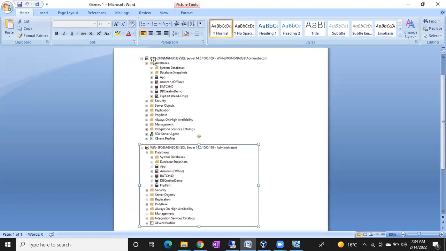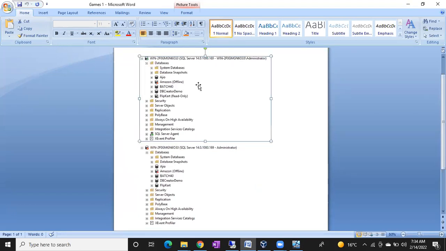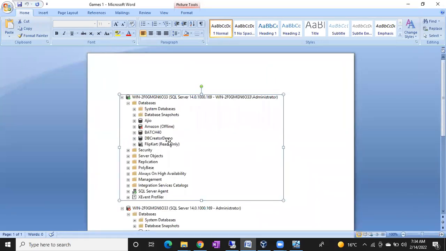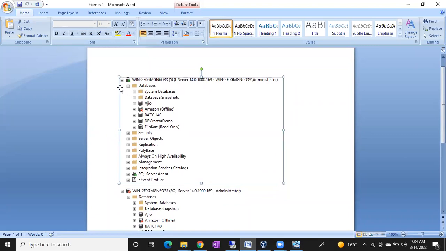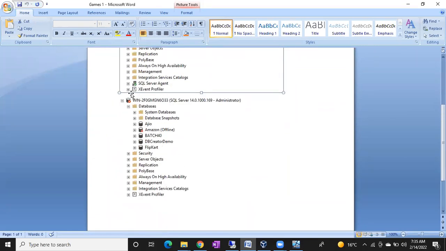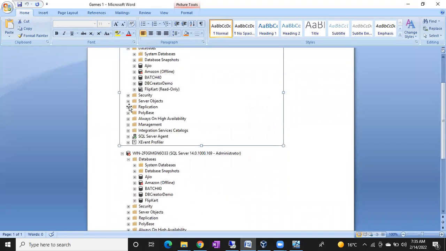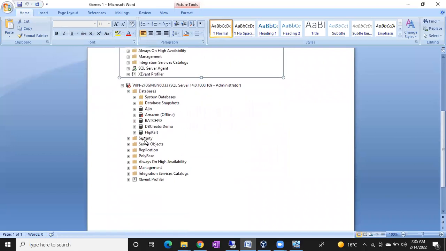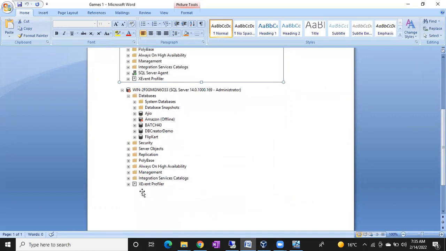Okay. And the third difference, if you see here, there is a green play button. Green play button means SQL Server is up and running in the first snippet. SQL Server is in stopped state in the second snippet, guys. Okay. Fourth difference, you can see SQL Server agent in the first server, and there is no SQL Server agent in the second snippet, guys. There are no 5 differences, only 4 differences. These are the 4 differences.